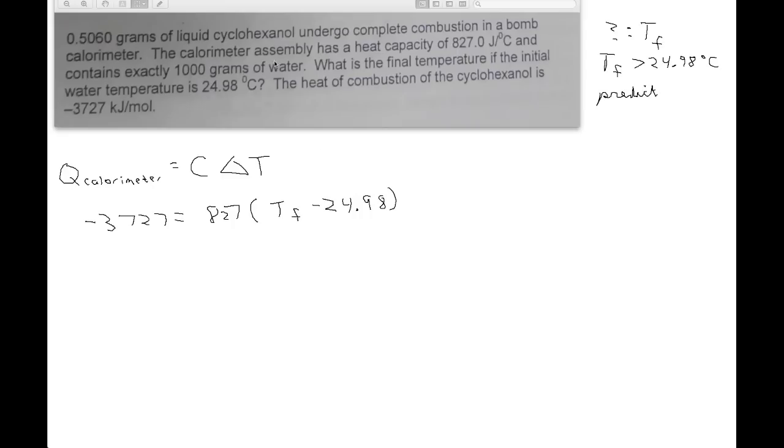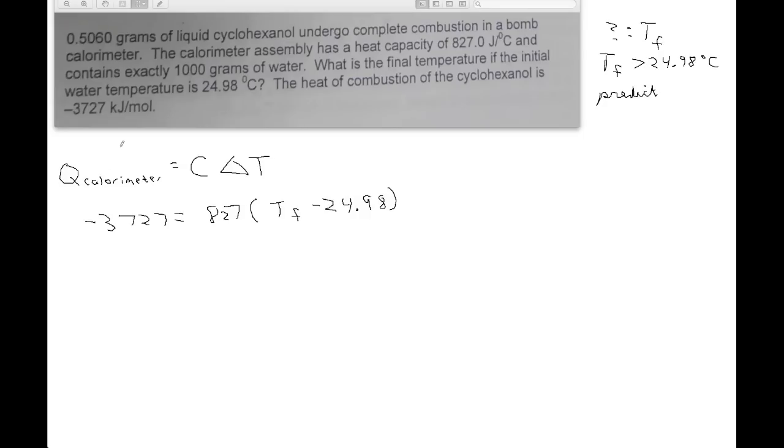And again, because they said assembly, we know that includes both the solid portions and the cyclohexanol and the water, everything together, at least approximately. What number did you plug in for Q on the left-hand side here for Q calorimeter? Negative 3,727. Okay. What are the units on that? Joules. Or, sorry, kilojoules per mole. What are the correct units? What units do we want this Q to be in?